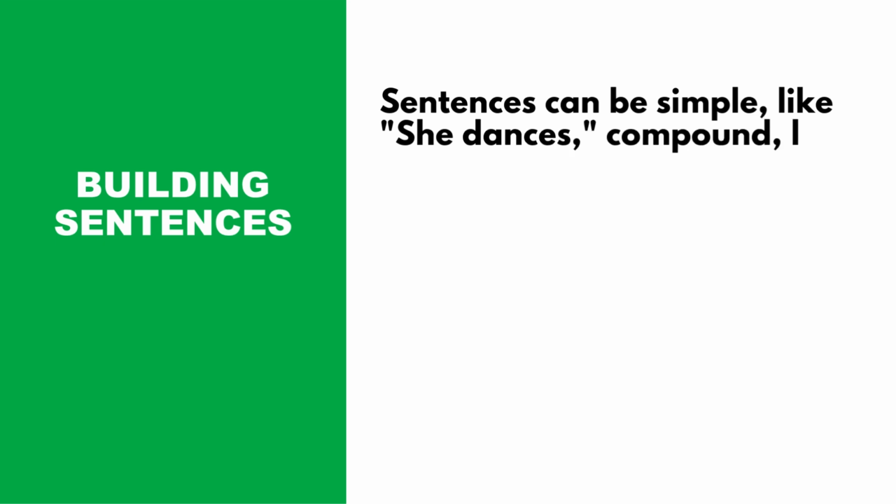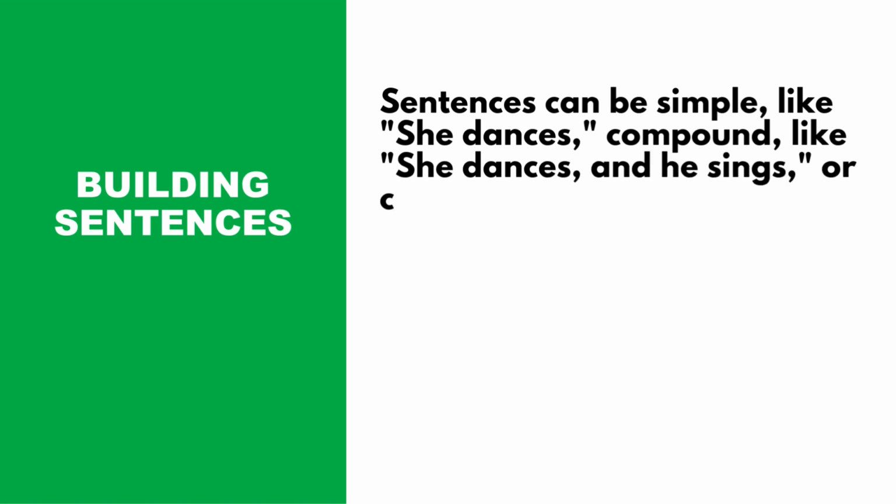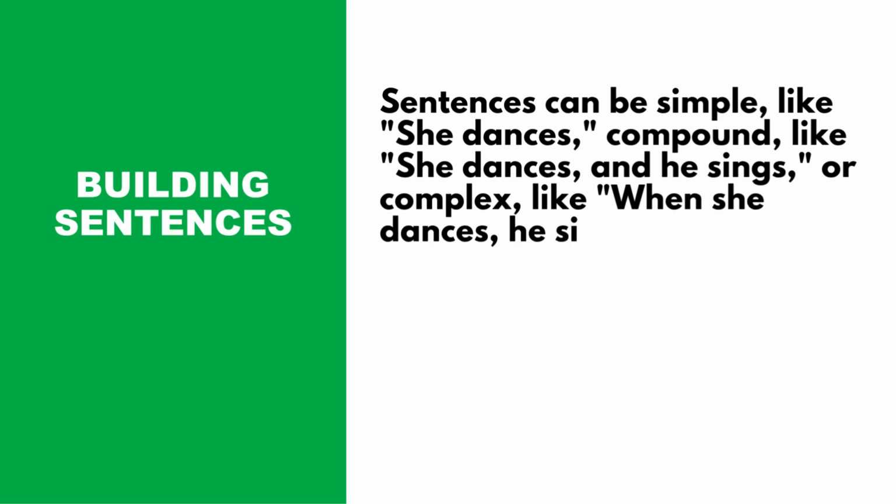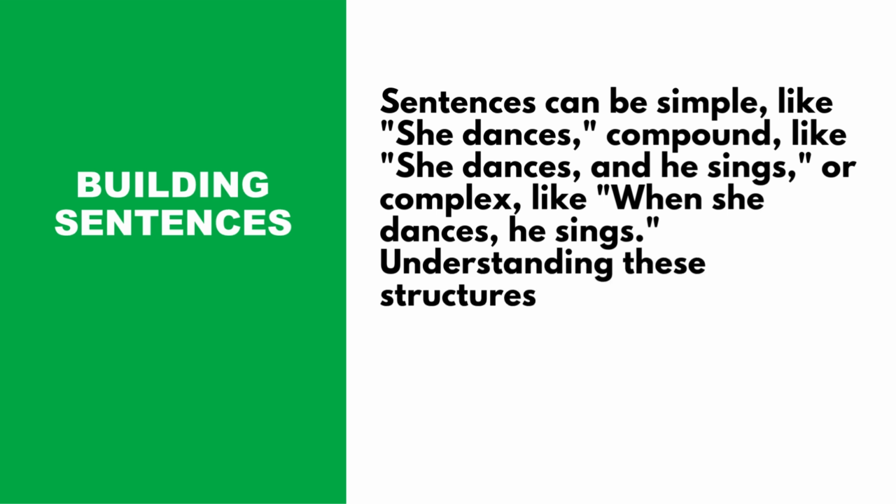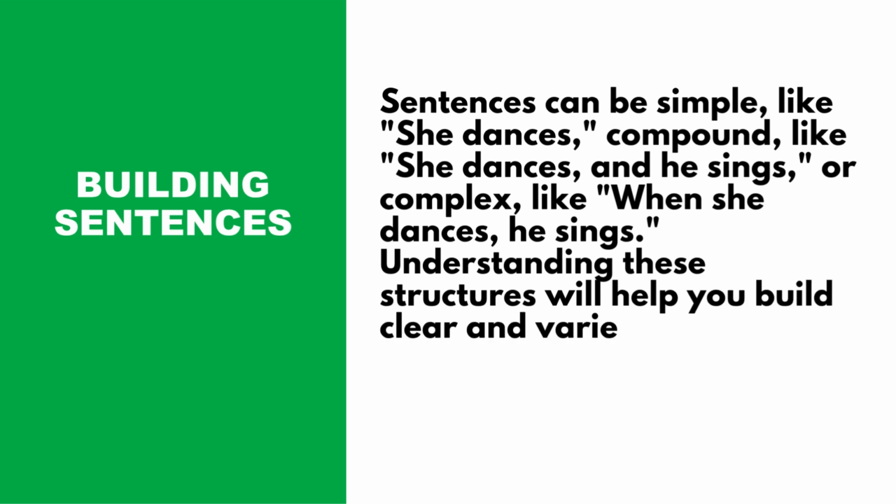Sentences can be simple, two-word groups such as she dances. But sentences can, instead of being as simple as that, they can be compound like she dances and he sings. Or it can be complex like when she dances, he sings. Understanding these structures will help you build clear and varied sentences.